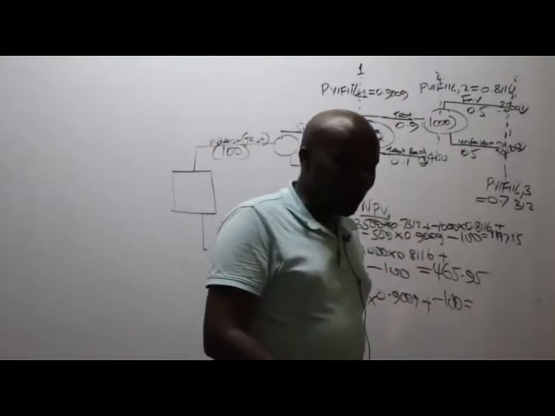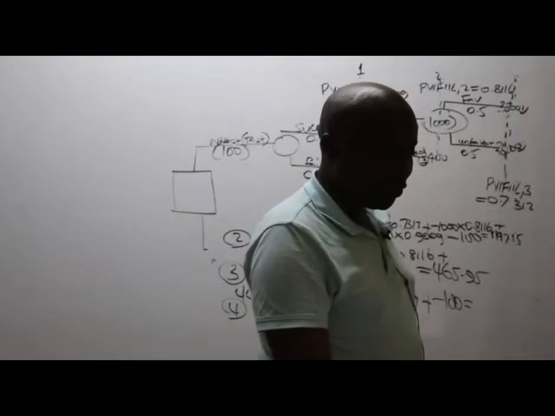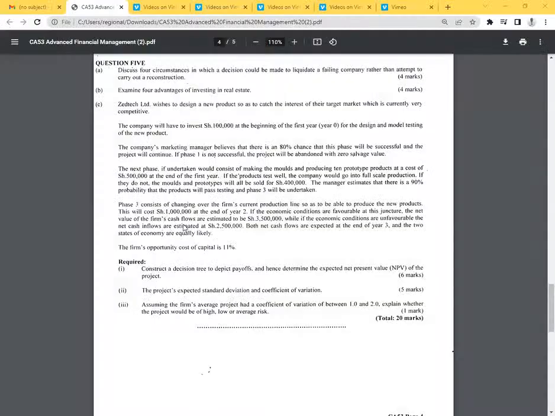If, for example, you're told here, what they have told us here is if you mold. Look at this. They've told us here, the next phase, if undertaken, would consist of making the molds and producing 10 prototype products at a cost of 500,000 at the end of the first year.